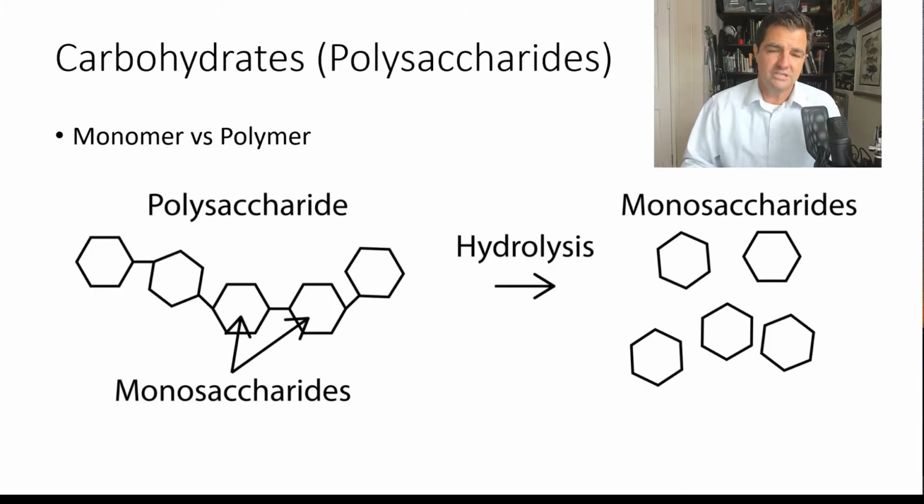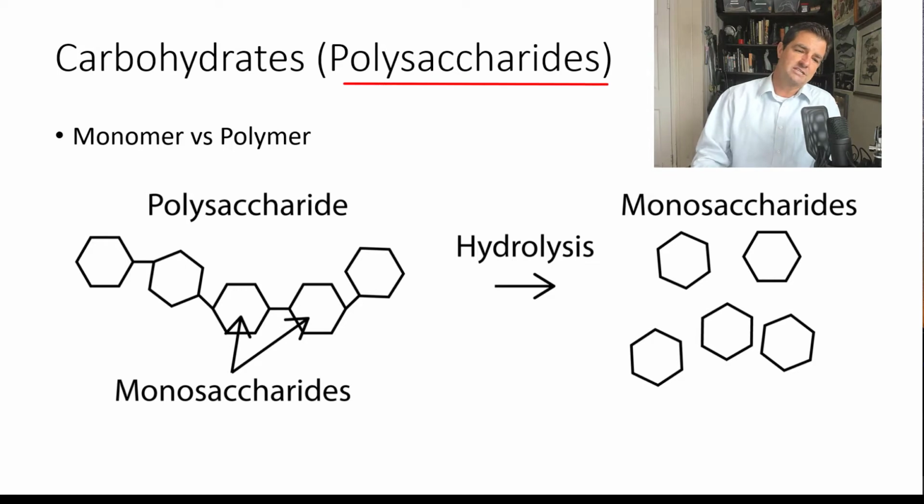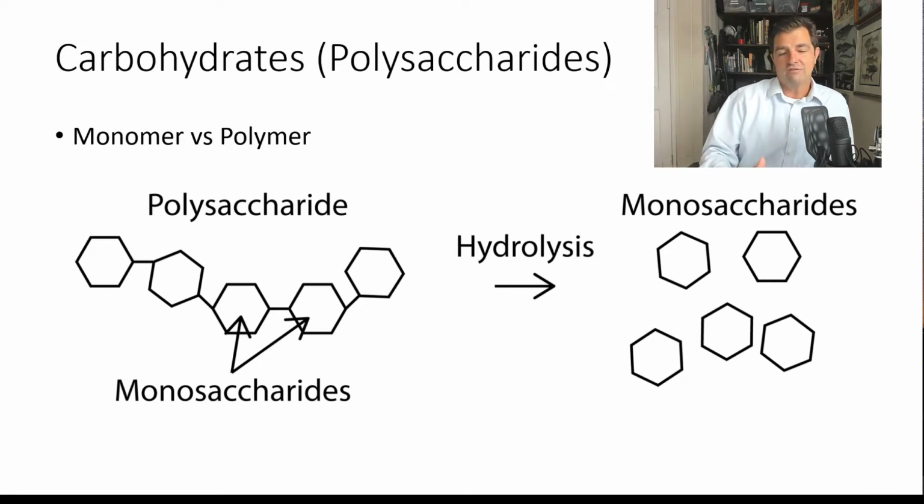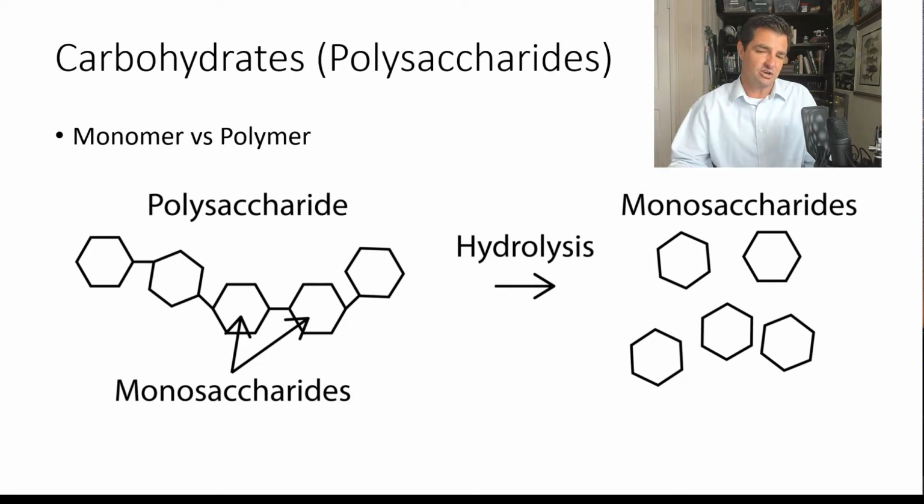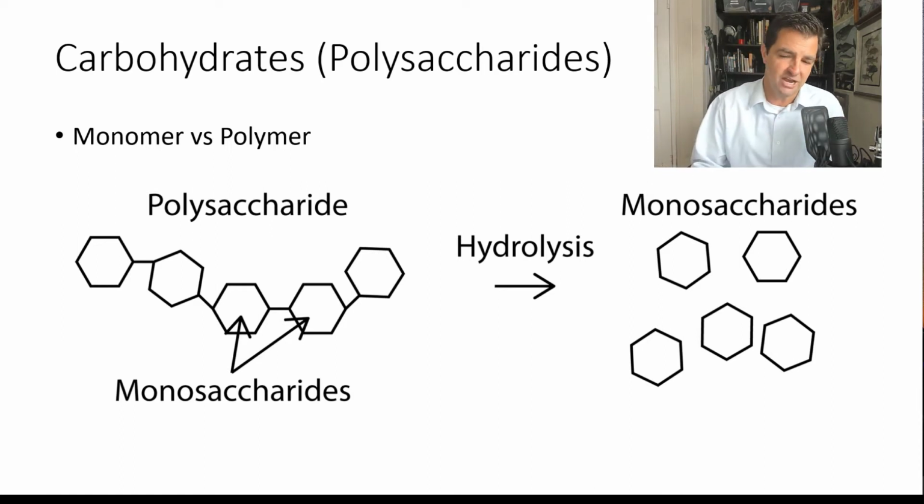Next in the carbohydrates, we have the very large polysaccharides. Polysaccharides are made up of a whole bunch of monosaccharides hooked together. If we were to break the polysaccharides down, once again using that reaction called hydrolysis, we would get a bunch of monosaccharides.